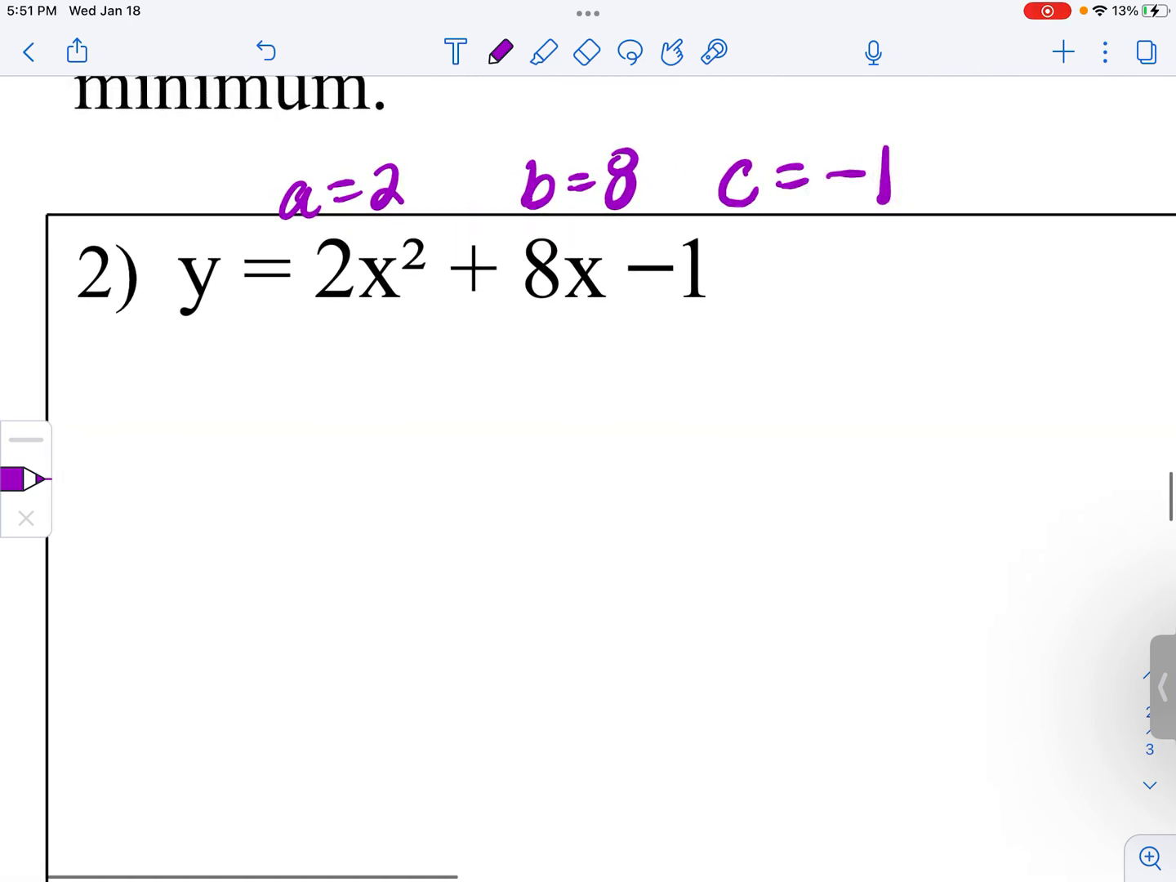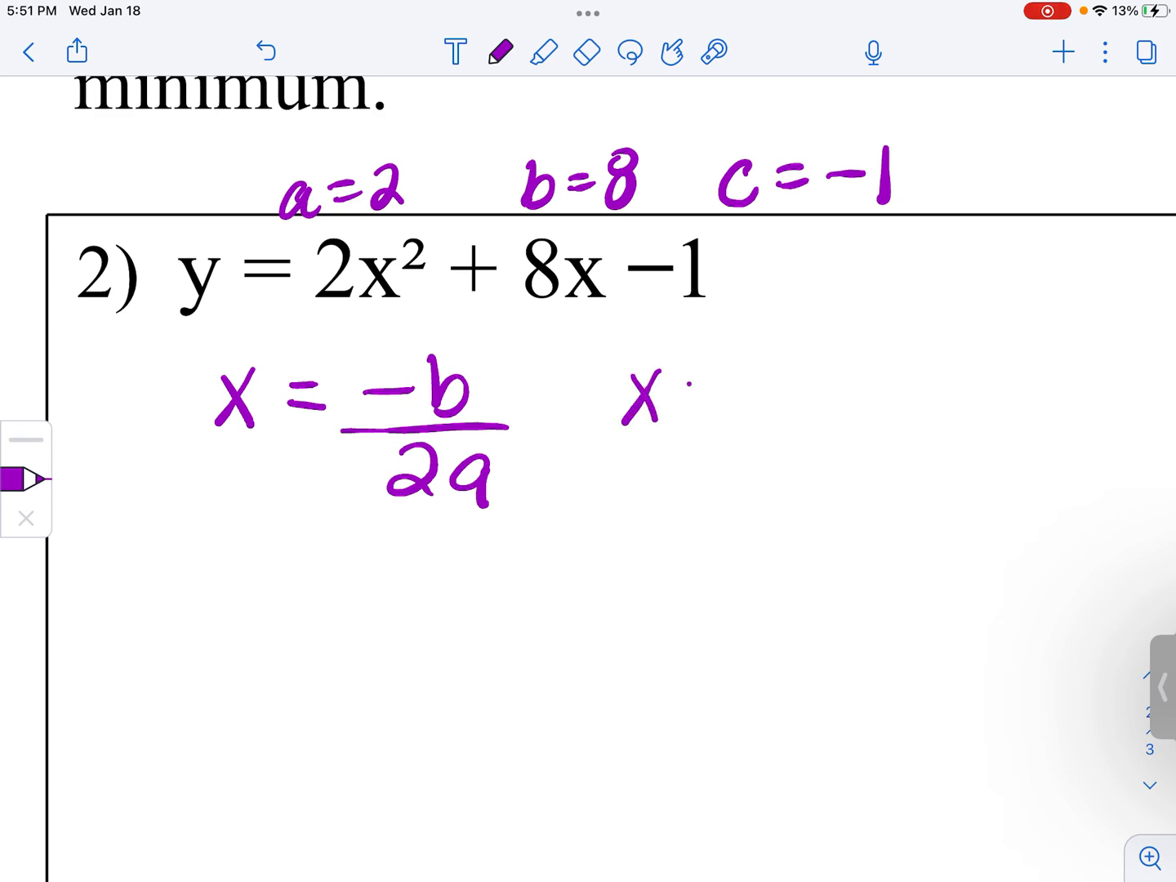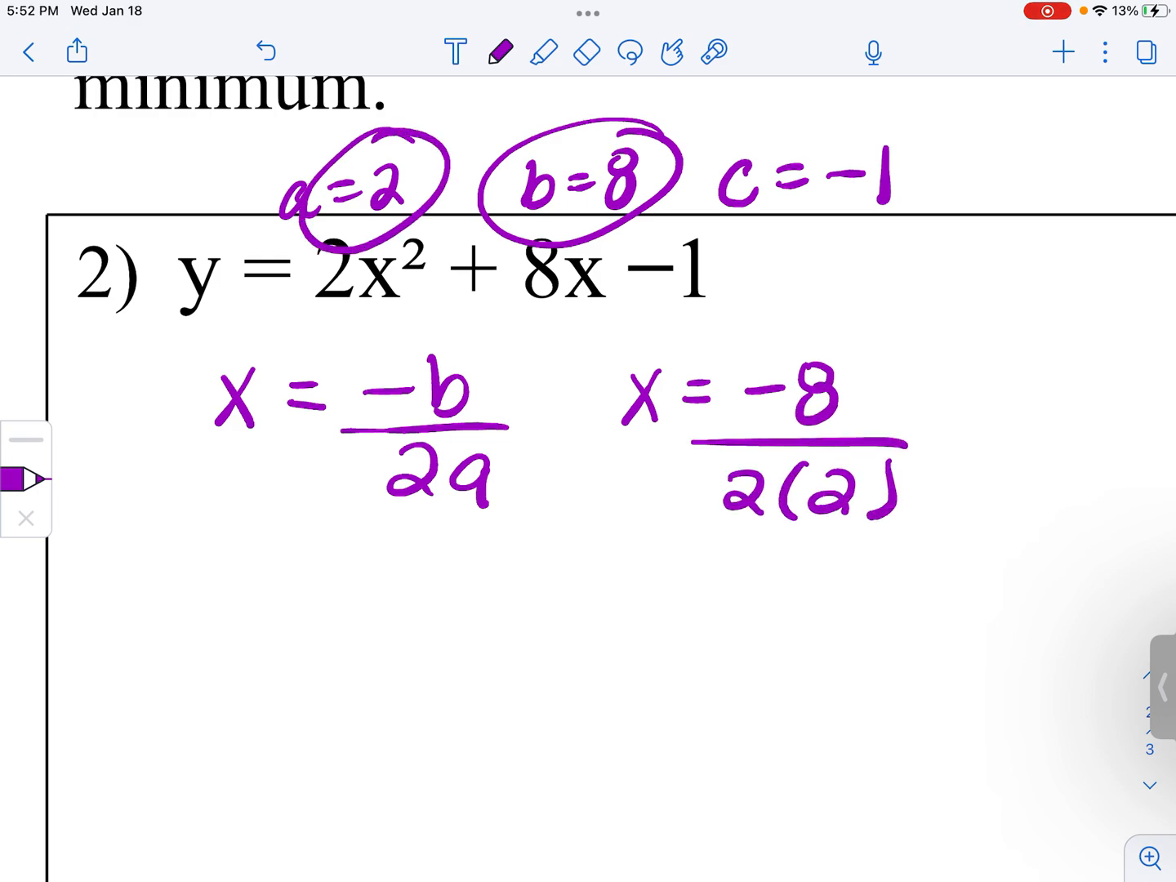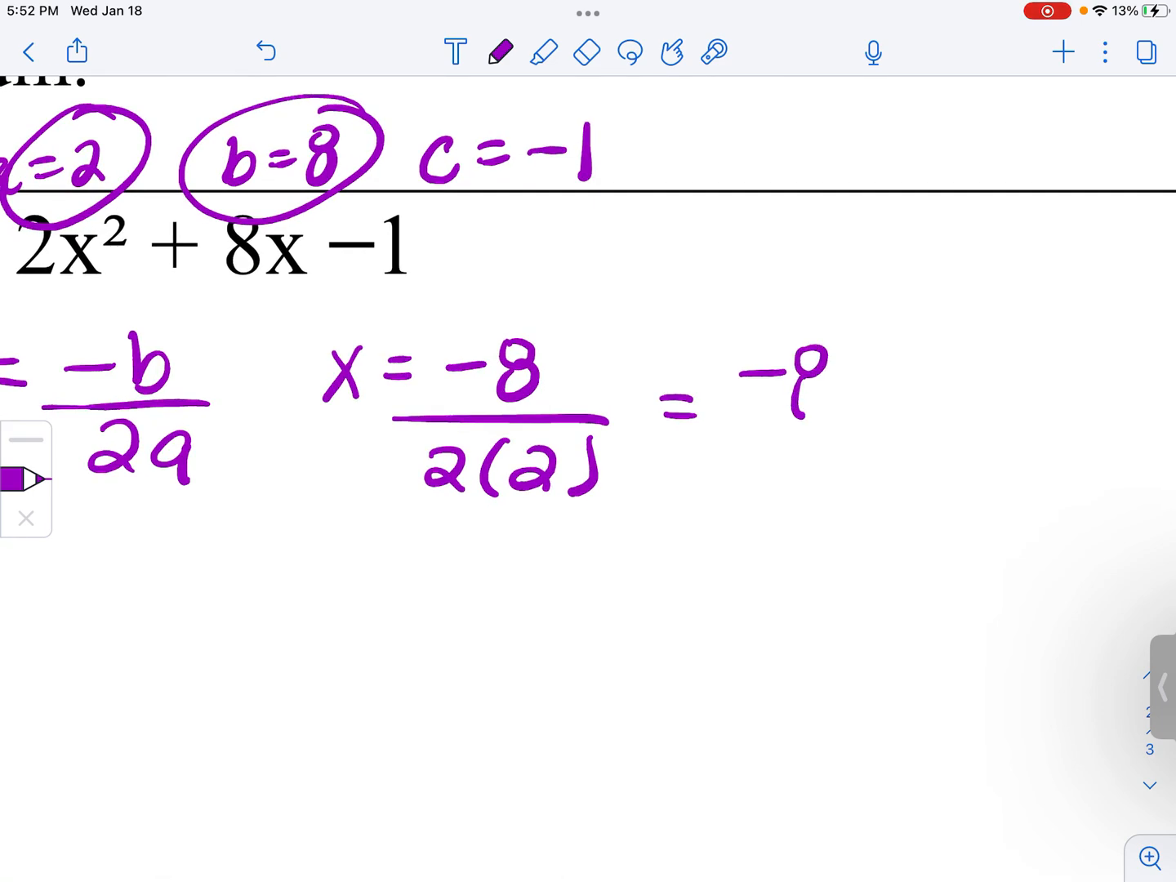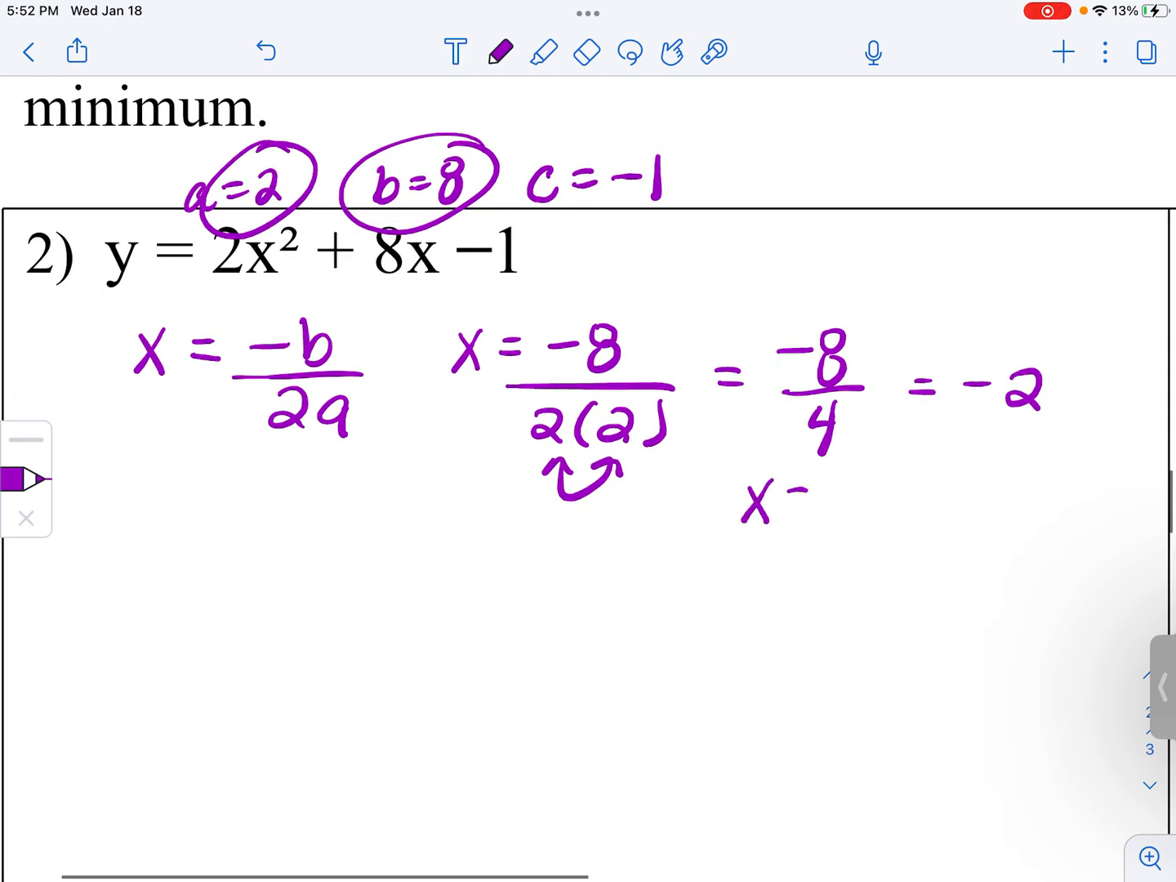You're going to write down x equals negative b over 2a. You're going to start plugging in. X equals negative b. B is 8, so negative 8, over 2 times a, which is 2. Simplify this. Negative 8 over 2 times 2 is 4. And negative 8 divided by 4 is negative 2. I will pause now so you can make sure you have this written down.